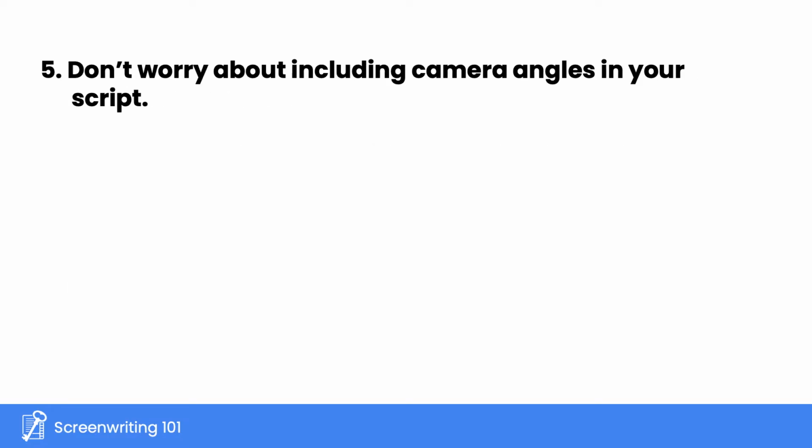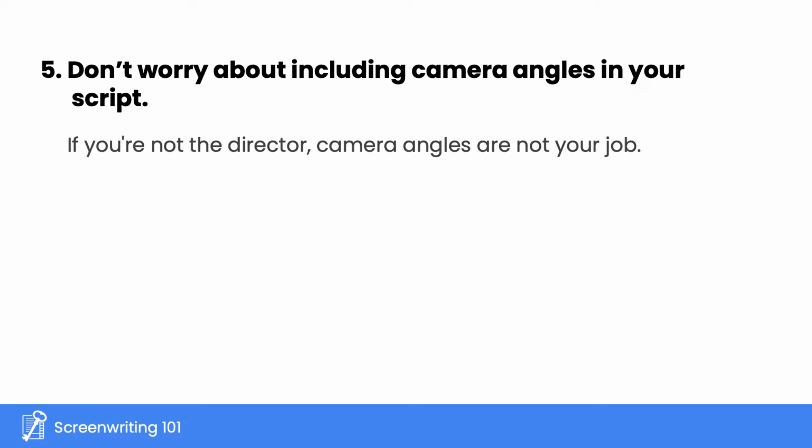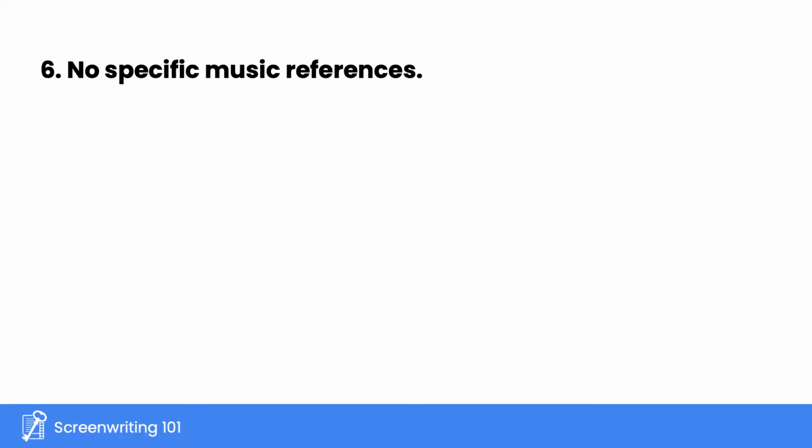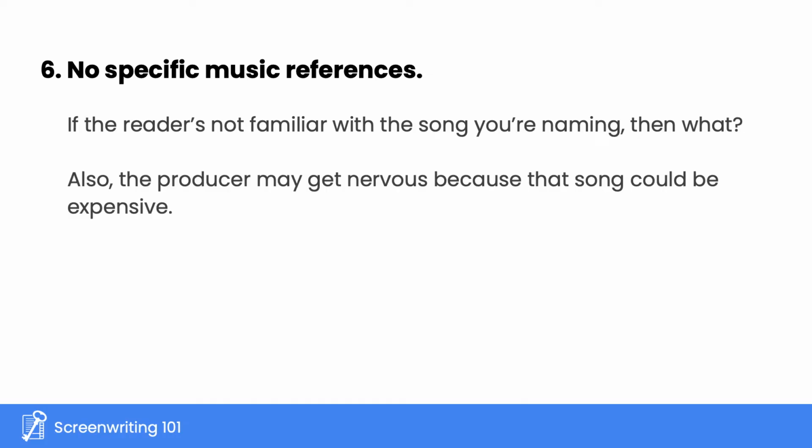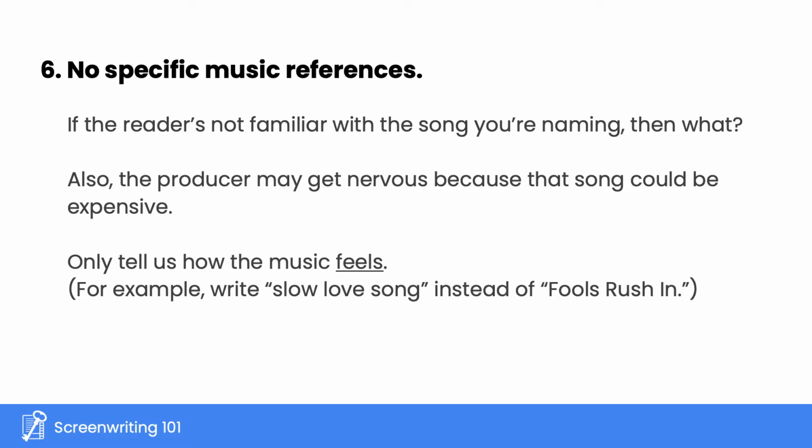5. Don't worry about including camera angles in your script. If you're not the director, camera angles are not your job. 6. No specific music references. If the reader's not familiar with the song you're naming, then what? Also, the producer may get nervous because that song could be expensive. Only tell us how the music feels.